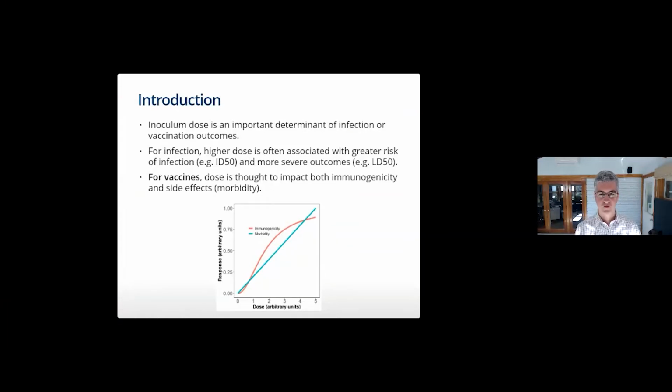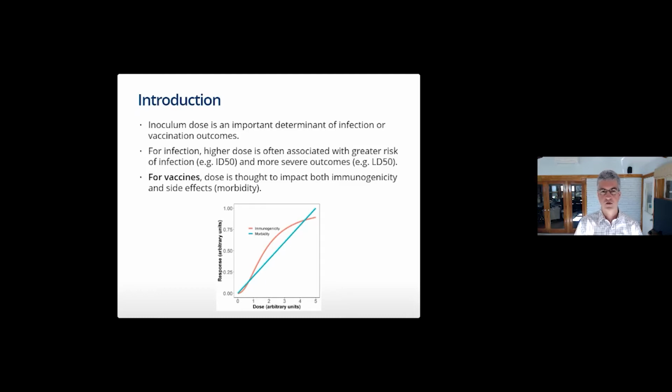Thanks for the introduction. Next slide, please. Okay, so I want to discuss a bit the role of dose, and I think it's generally appreciated that dose, either in a natural infection or in vaccines, often plays an important role. One important criterion is the probability of getting infected when exposed to a certain dose. We quantify that by the ID50.